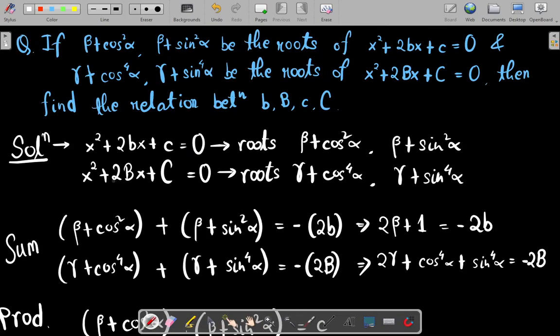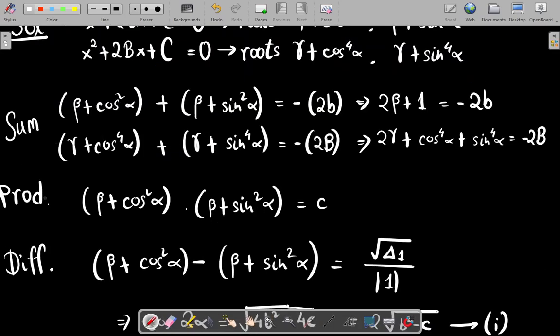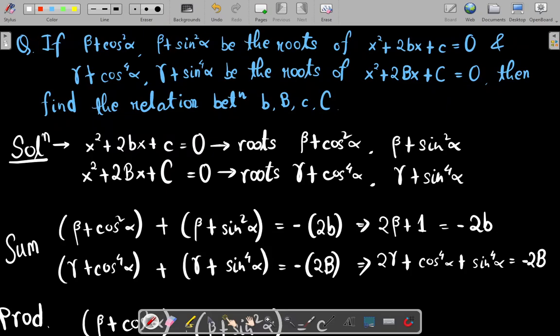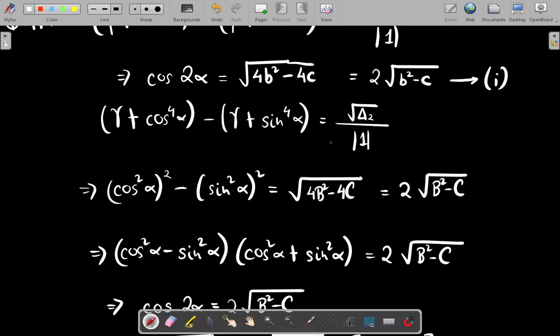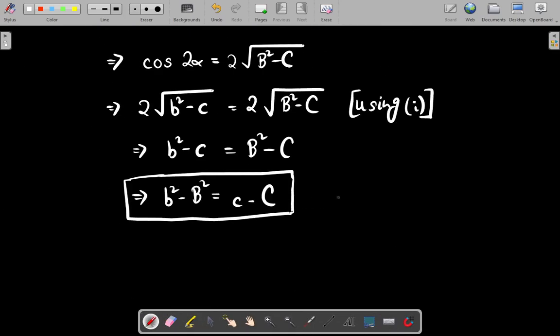Here you see that doing the sum and product of roots does not help, but the difference of roots is very beneficial. Since the roots are of this form, if you take the difference of roots in either case, they simplify in very few steps. So this is the best method I know for this question.